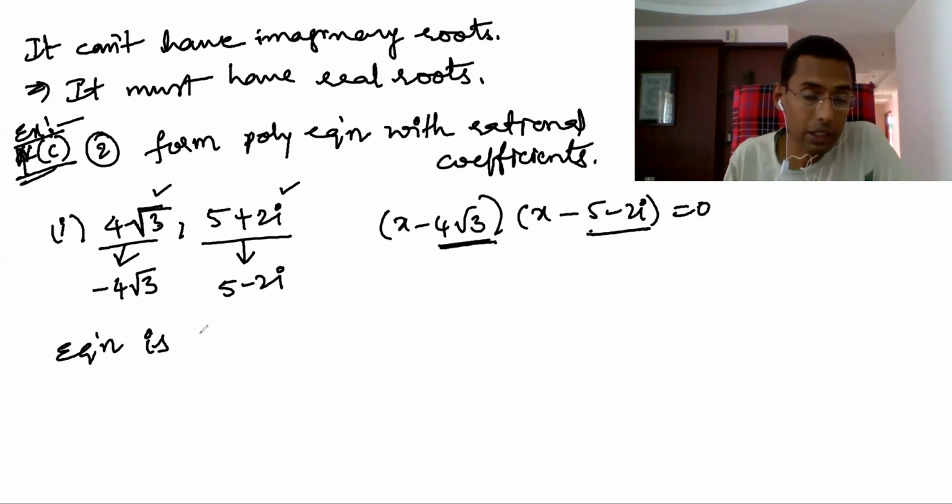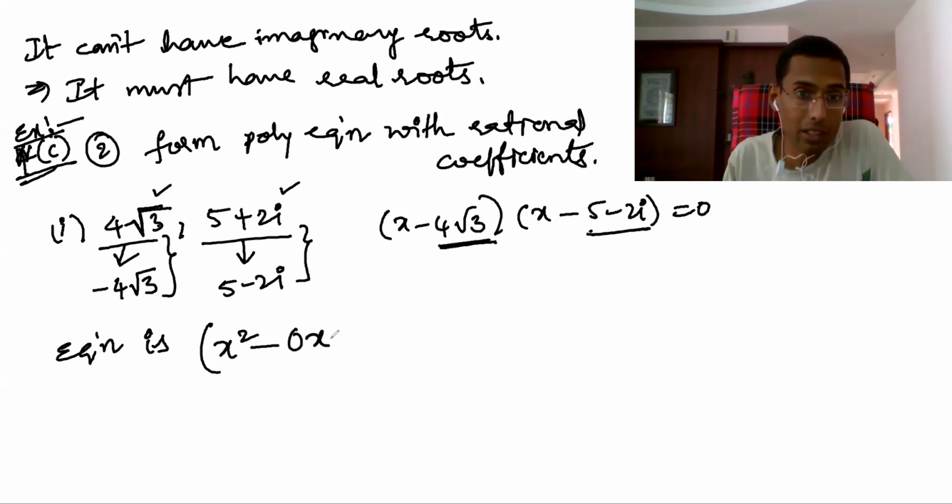With these two roots you write one equation, and with the other two roots you write another equation, and then multiply. The equation is x square minus the sum of the roots, which is 0, into x, plus the product of the roots, which is minus 16 into 3. So this is one equation.